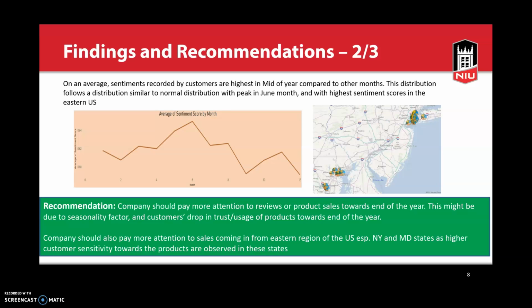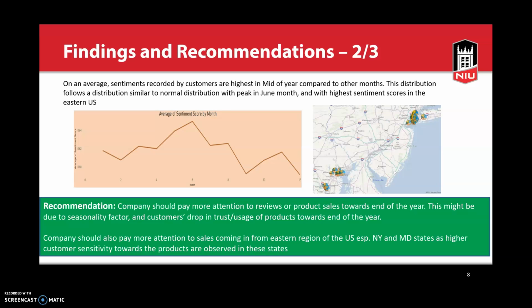The distribution also follows a similar pattern, with a peak in June and with the highest sentiment scores in the eastern US. We are saying this because, if you see this geographical graph, you can see that in eastern US, like New York, the state of Maryland, or the Washington DC area, customers were more concerned about the reviews. Based on that, we got some recommendations.